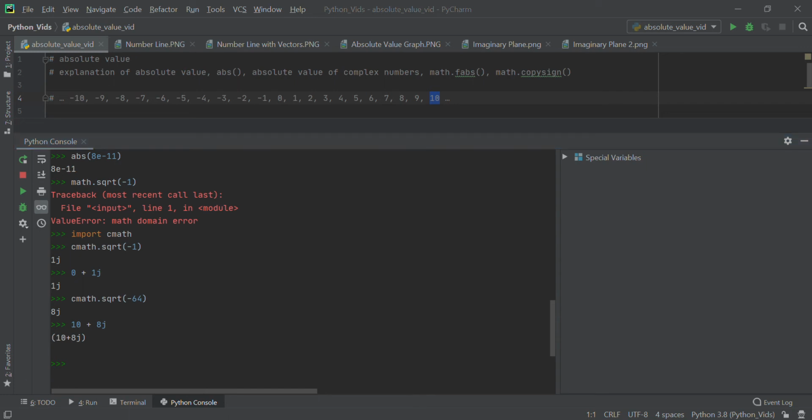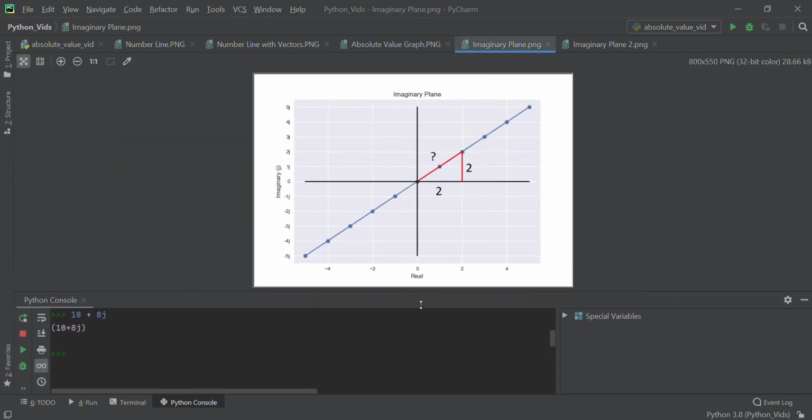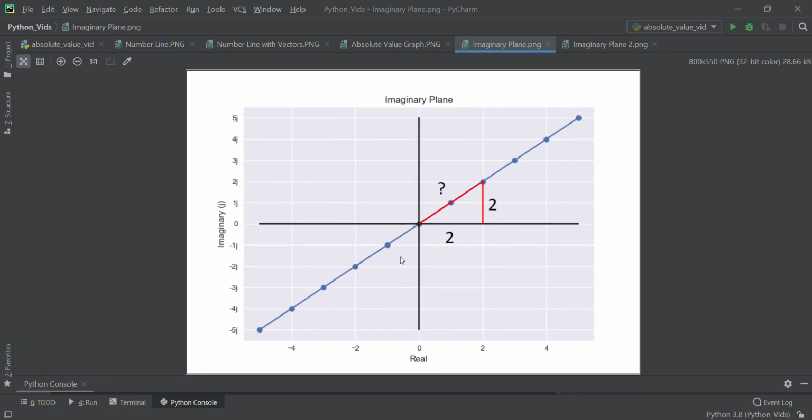The real part, which is this 10, and the imaginary part, which is this 8j, can be thought of as coordinates graphed onto an imaginary plane. Here you'll see I made a graph in Matplotlib to illustrate this concept. On our x-axis, we have our real numbers from -5 to +5. And on our y-axis, we have our imaginary numbers from negative 5j to positive 5j.